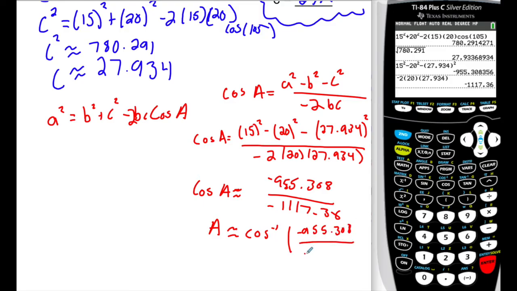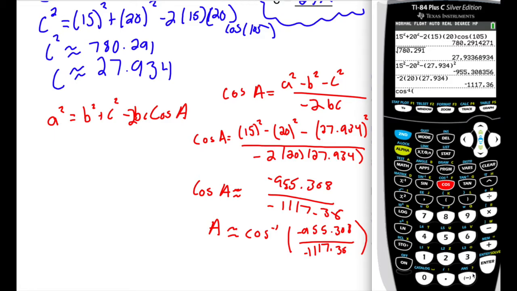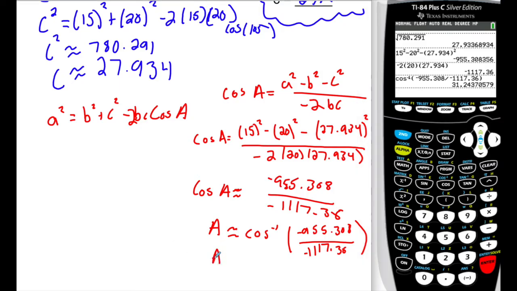955,308 negative 1117.36. I hope you'll forgive my handwriting here. So I'm going to do second cos negative 955.308 negative 1117.36. And what I get is A is approximately 31.244 degrees. Now, you might have gotten an answer that's slightly different than mine if you solve for the cosine.